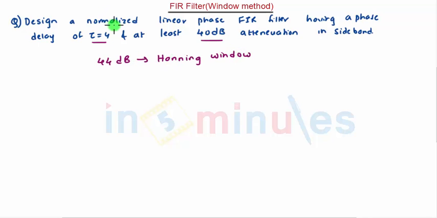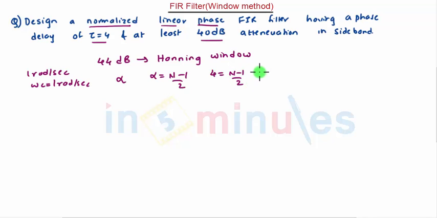Here it is also mentioned that it is a normalized linear phase filter. Normalized meaning that its cutoff frequency is 1 radian per second. So omega c is given as 1 radian per second. Now the given phase delay tau is equal to 4. Phase delay is itself alpha. Alpha is equal to n minus 1 divided by 2. Here alpha is given, that is 4. So 4 is equal to n minus 1 divided by 2. So n is equal to 9.